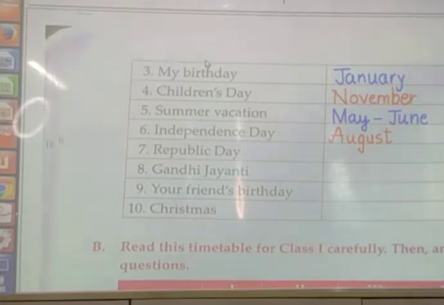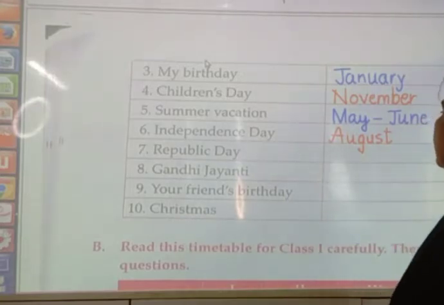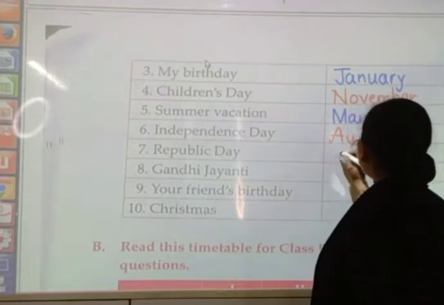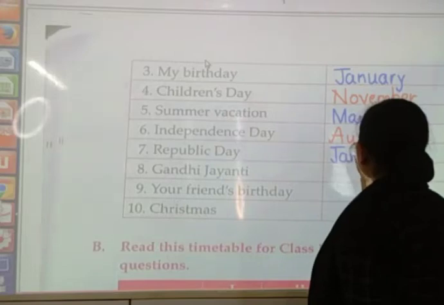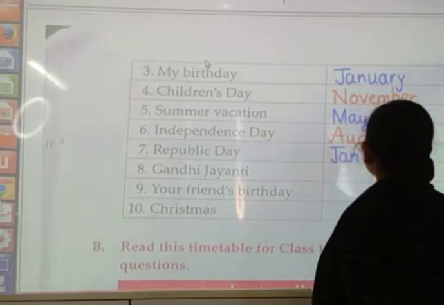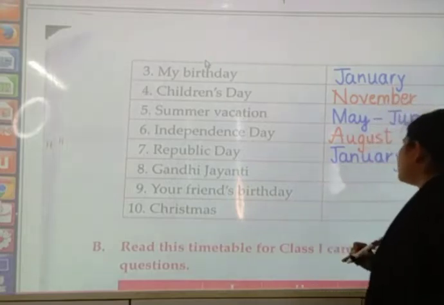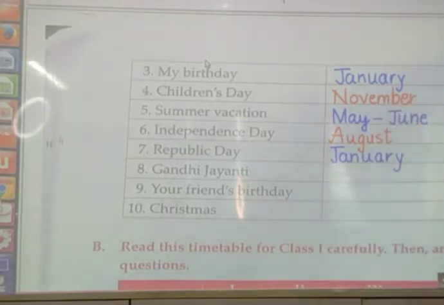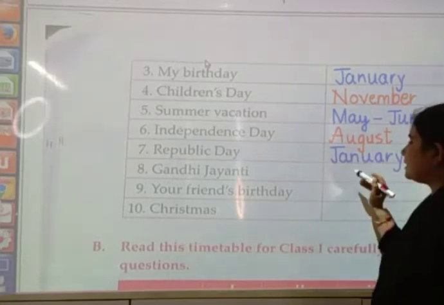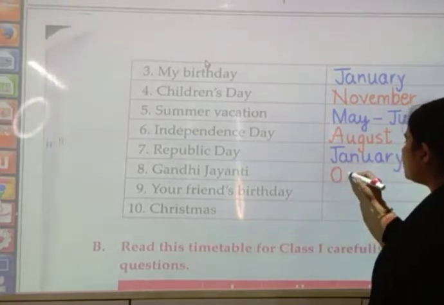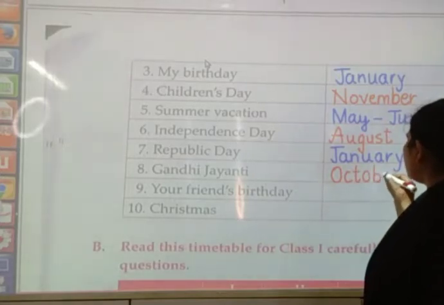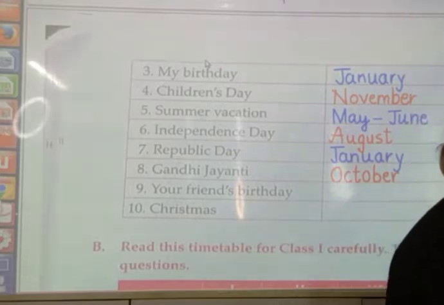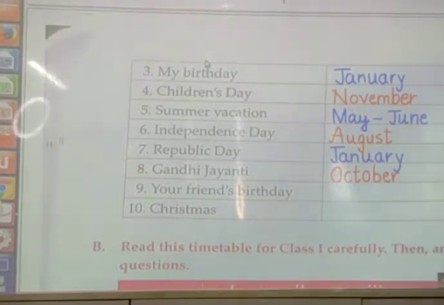Every year India celebrates Republic Day on 26th January. So the month here you will write is January. Gandhi Jayanti is celebrated in the month of October. O-C-T-O-B-E-R, October. Next, your friend's birthday.